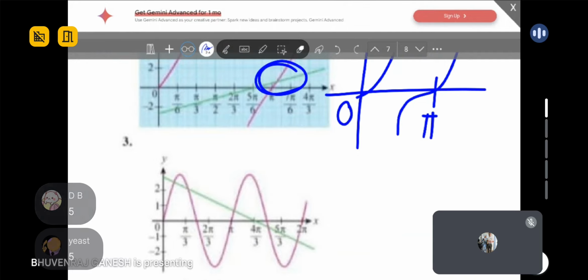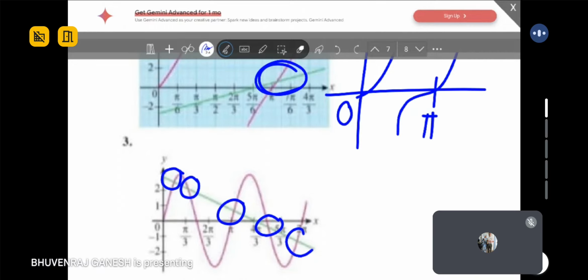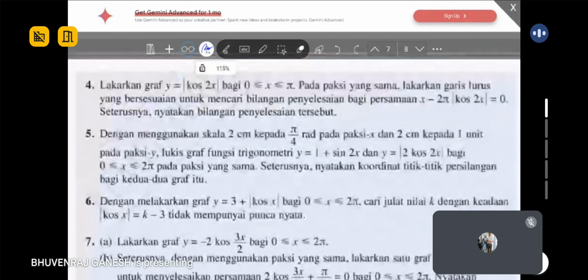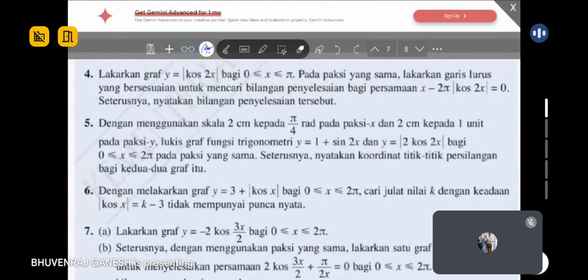Yes. Okay, the answer is 5. 1, 2, 3, 4, 5. Okay, 5 titik persilangan. Okay, alright. So now we come to the last 4 question. Okay, 4 soalan terakhir dah untuk hari ni.